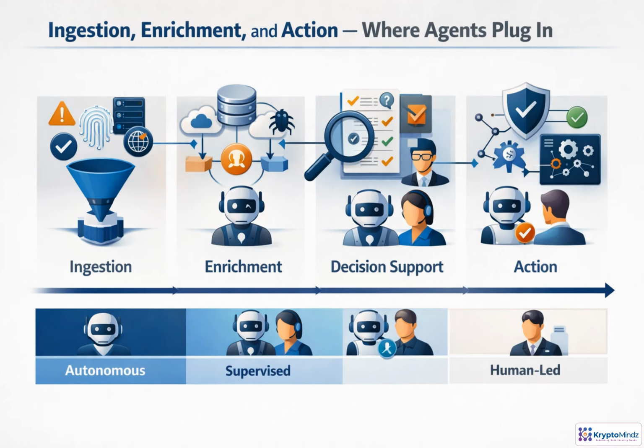Agents can enter the security workflow at several points. They begin by consuming signals, alerts, logs, assets, identities, and threat intelligence. From there, they enrich those signals by querying systems such as SIEM, EDR, cloud APIs, CMDBs, and scanners. Then they summarize evidence and recommend investigative steps. Actions come last, such as containment or ticket updates. The key design choice is autonomy. What happens automatically? What requires supervision? And what stays strictly human-led?